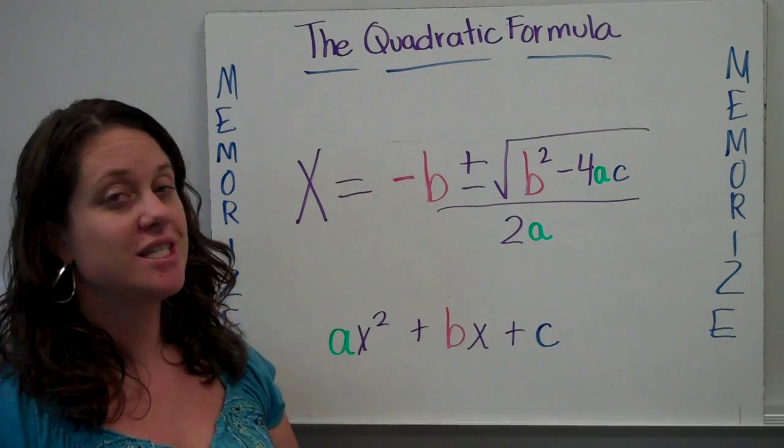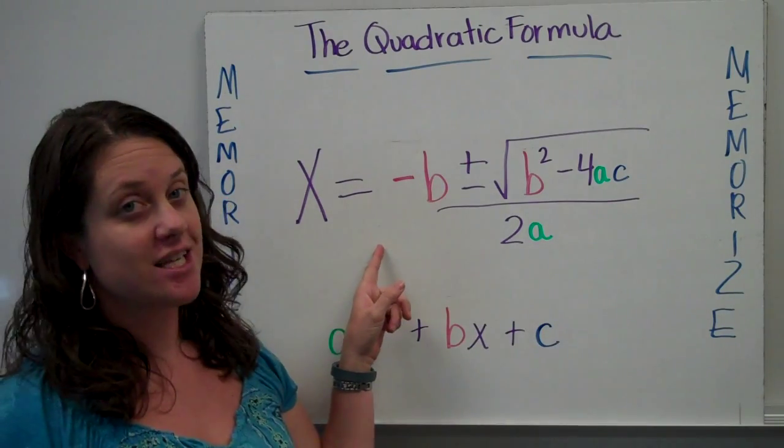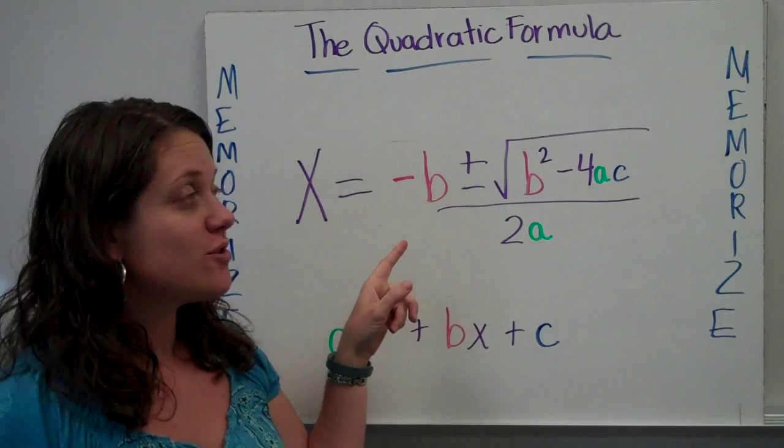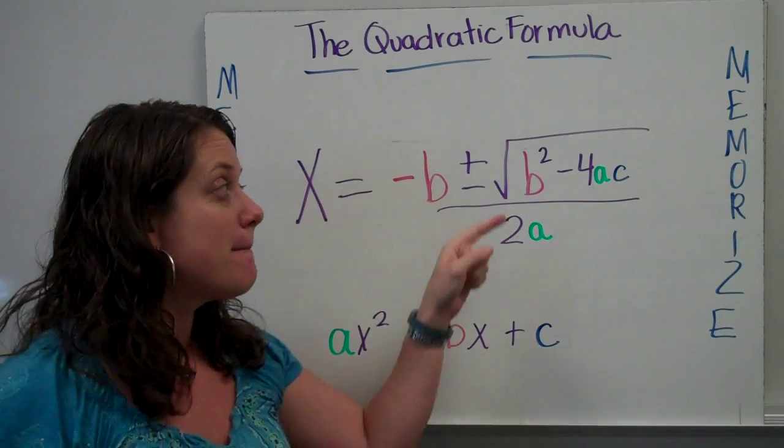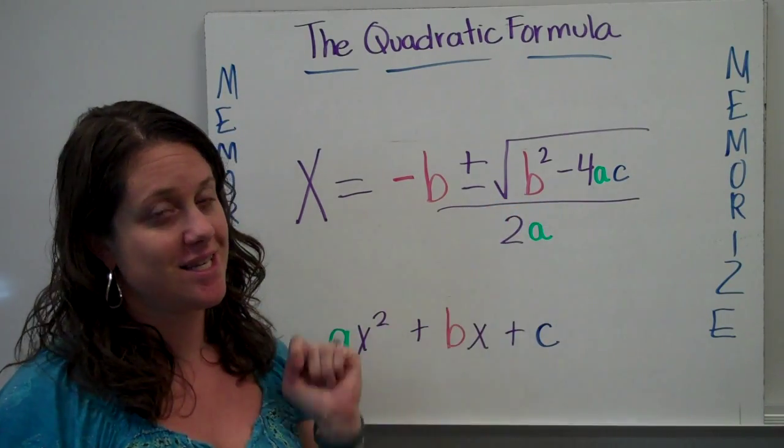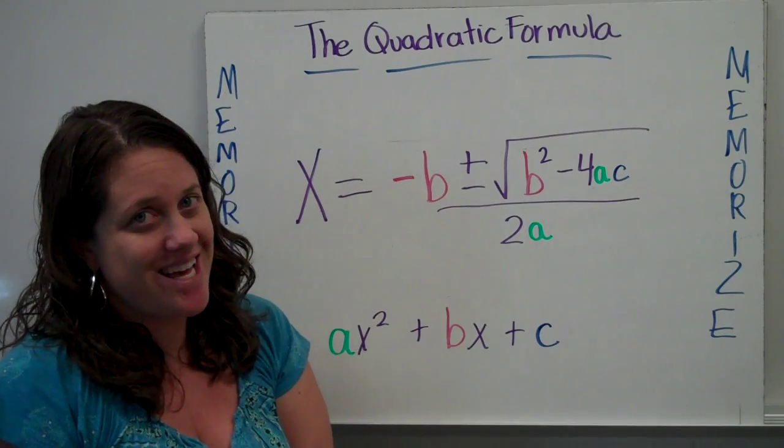Okay, so she did it like this. X equals negative b plus or minus square root of b squared minus 4ac all divided by 2a.